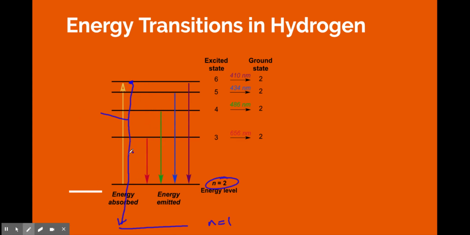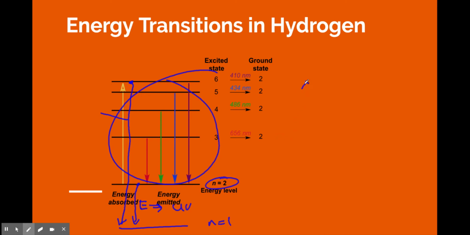And the same with any of these transitions. If you transition down to the first energy level, even the smallest transition from here to here, even though I don't have it to scale, this energy still corresponds to ultraviolet radiation. And so the visible light spectrum for hydrogen is only the things that happen from a higher energy level down to the second energy level.